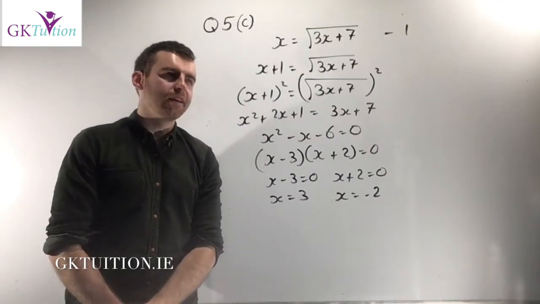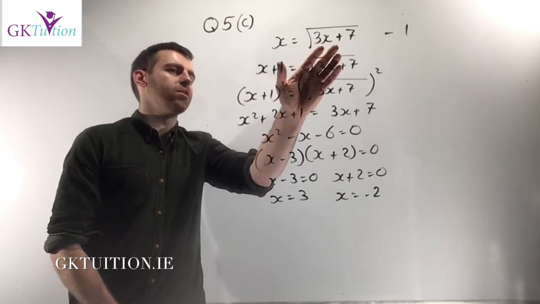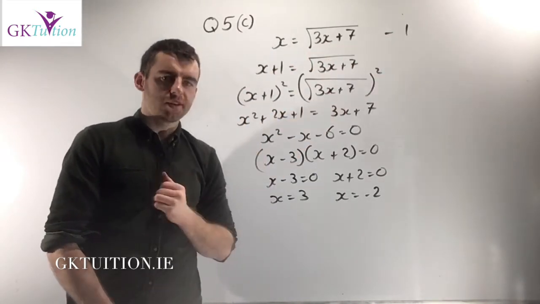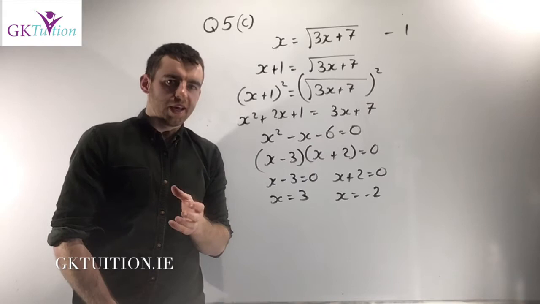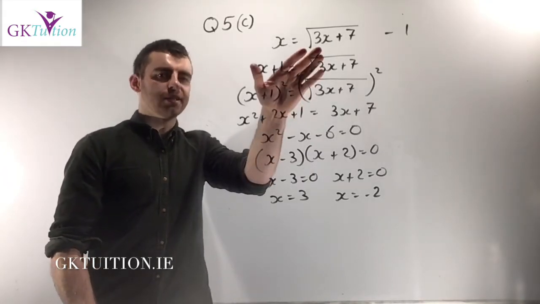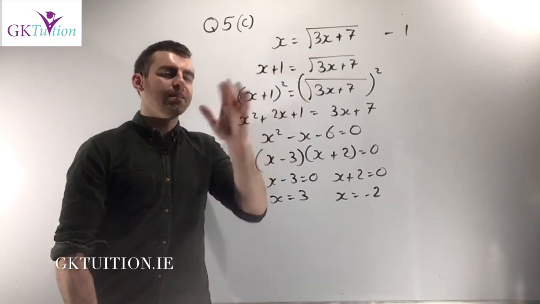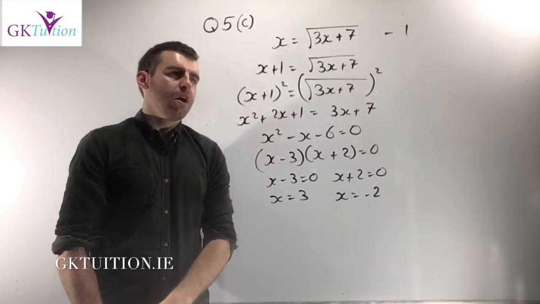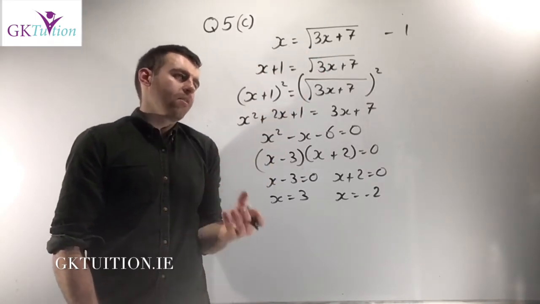In part C here, we were given x is equal to the square root of 3x plus 7, minus 1. Obviously, the complication in this equation is the presence of the surd. So I need to eliminate the surd. And in order to eliminate the surd, I need to square it. However, I can't square it at this stage.